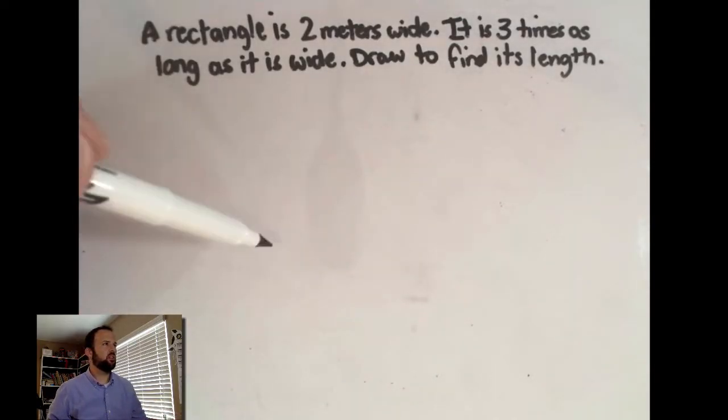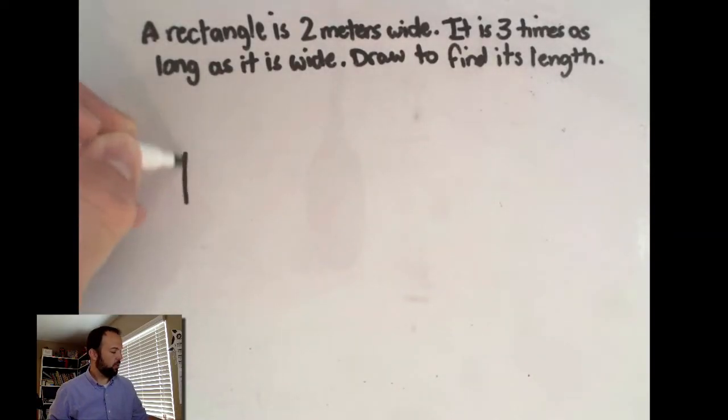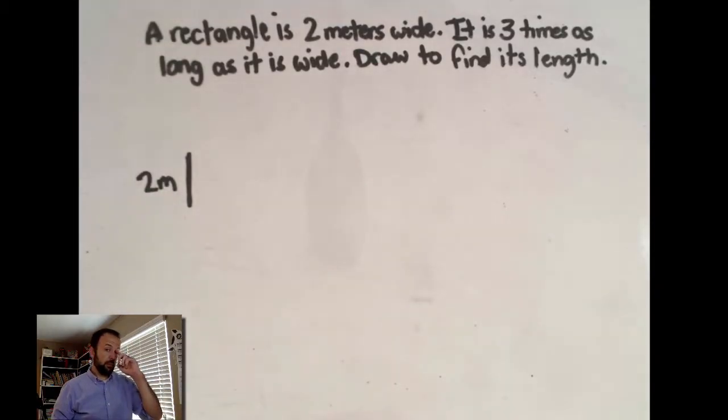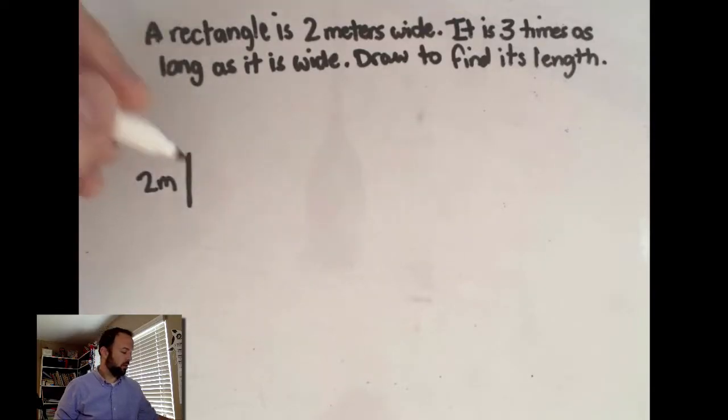Okay, so we know that it's 2 meters wide and it's 3 times as long as it is wide. So I'm going to start by drawing its width here. So my width would be 2 meters. All right. And then my length is going to be 3 times as long as it is wide.